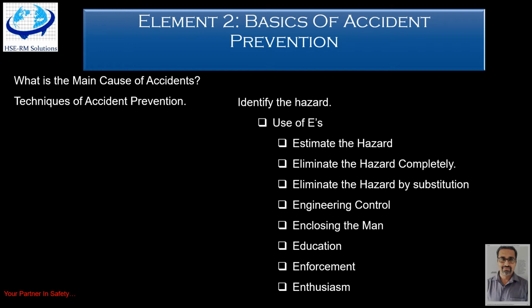So let us start with some of the techniques. Accident prevention is relatively simple because accidents are caused by the presence of hazards. Accidents are preventable, and simple techniques have been evolved for accident prevention through experience. An effective safety program requires removal of the hazard. To remove the hazard, the first step is to identify it. For any control you want to achieve, the first step is to identify the hazard.